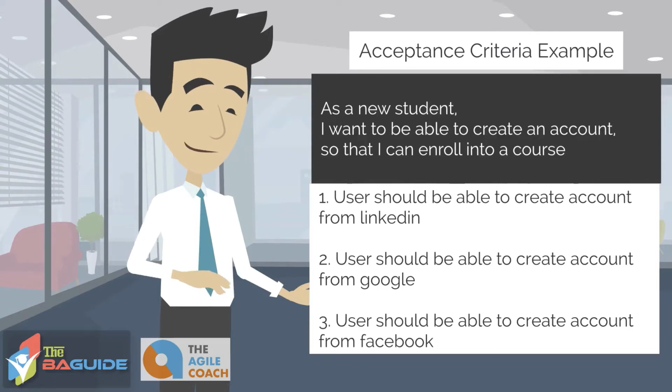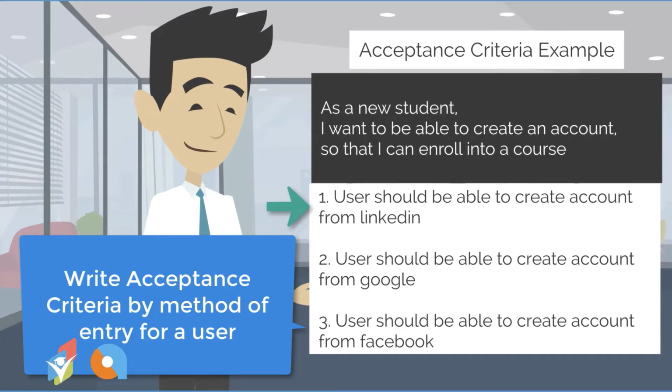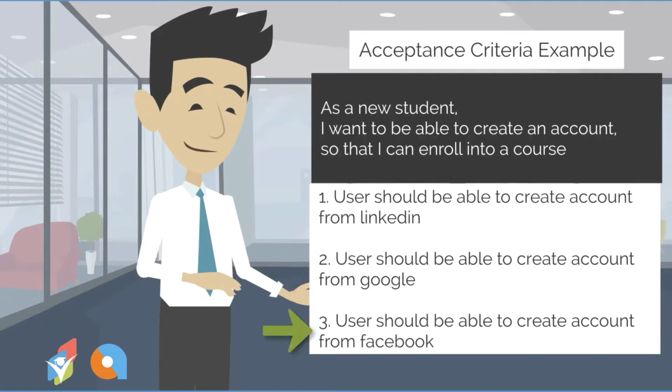Well, we can add 3 acceptance criteria that define the entry method. Create an account through LinkedIn, create an account through Google, and create an account through Facebook. These 3 conditions are very specific. These are 3 login and account creation portals, and it's really easy for developers to understand. They need to integrate with these 3 platforms and allow the new students to log in and create accounts from these 3 social media platforms.